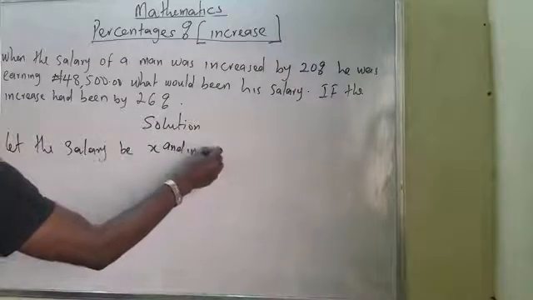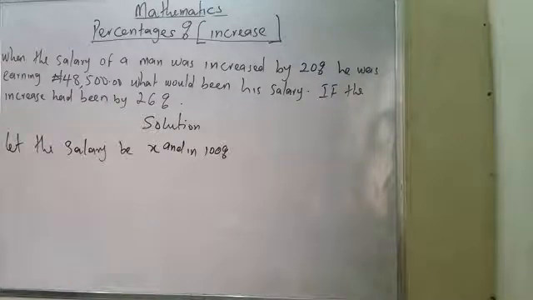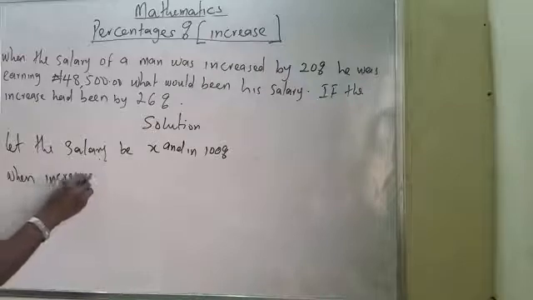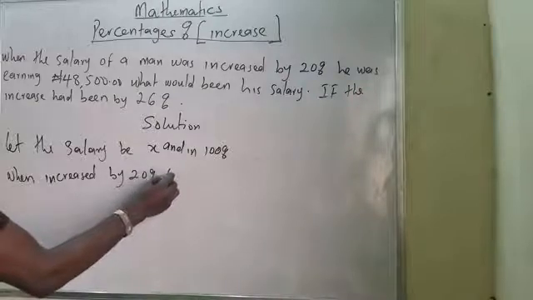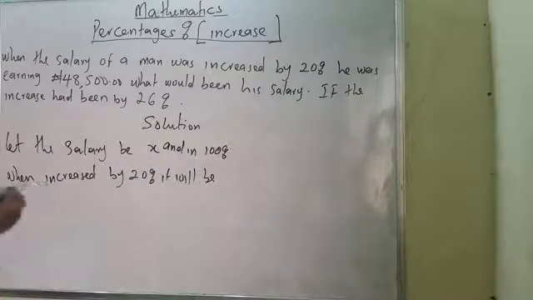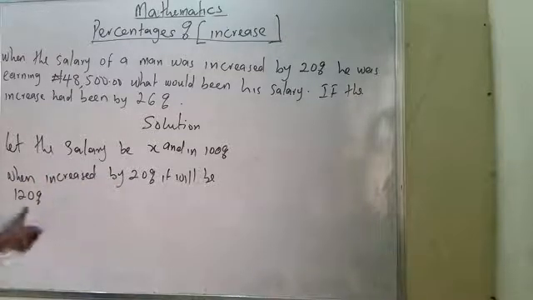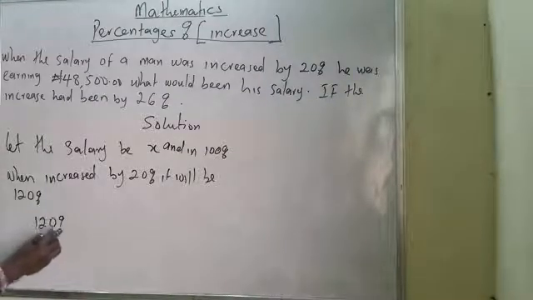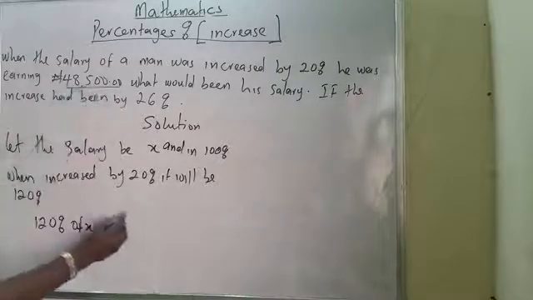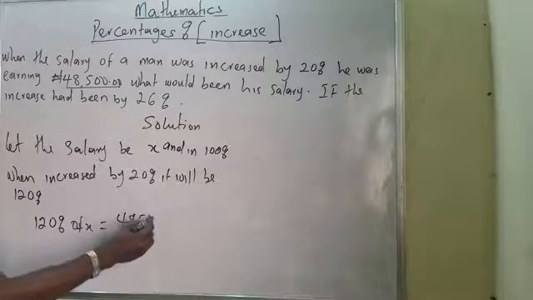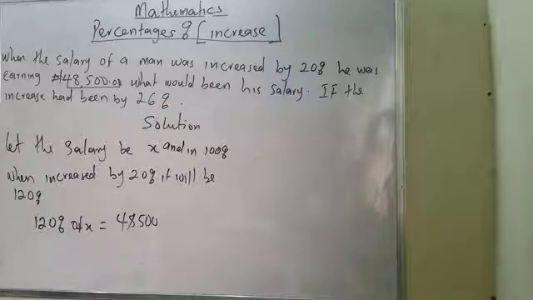Now, in 100%, take note of that. When increased by 20%, it will be 120%, because 100 plus the increase of 20 is 120. Therefore, I'll be talking about 120% of X equals the amount of money, which is 48,500. That is very, very important.